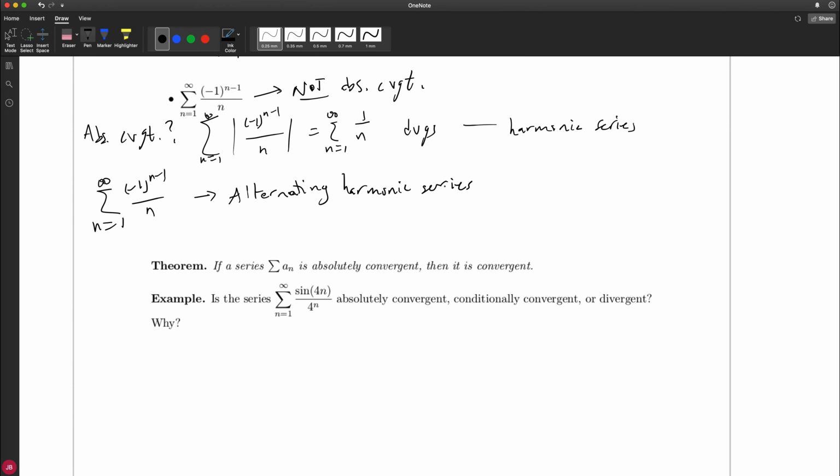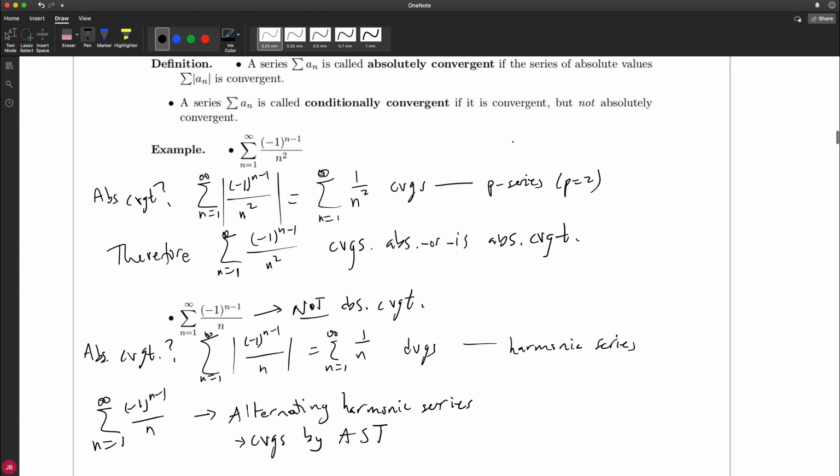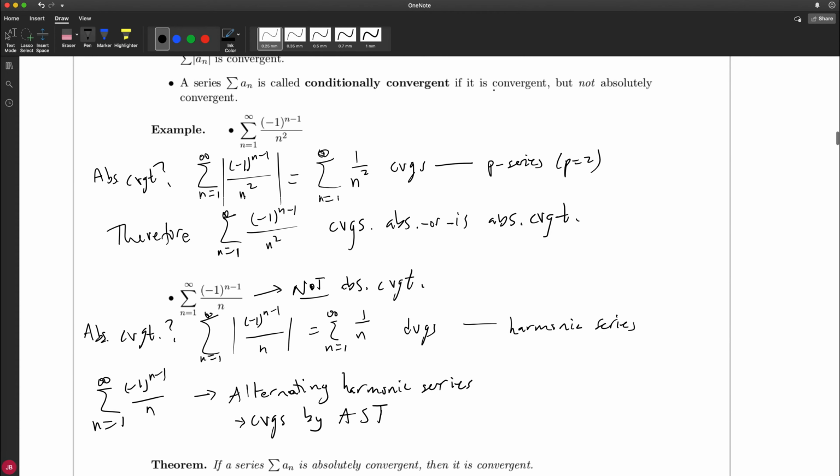And we know that this converges by the alternating series test, right? So you would identify Bn, which is 1 over n, that's decreasing and goes to 0. So this alternating series, the alternating harmonic series, converges by the alternating series test. And so here we go. This is our definition just above here. The series converges, but not absolutely.